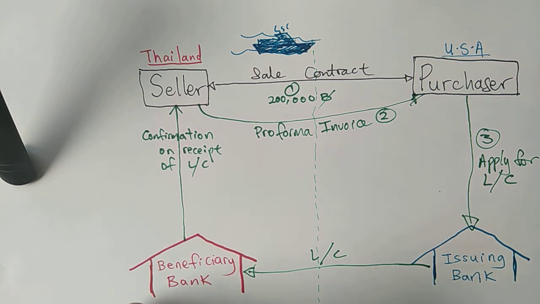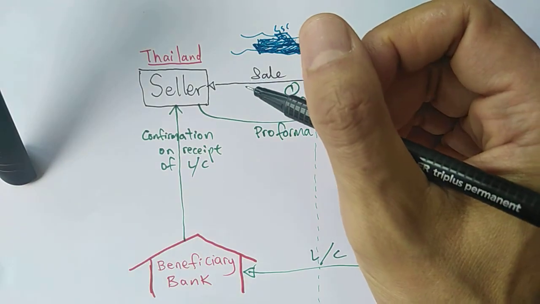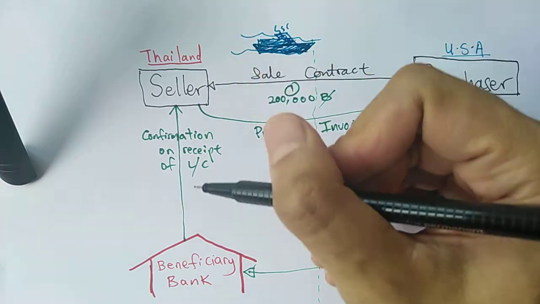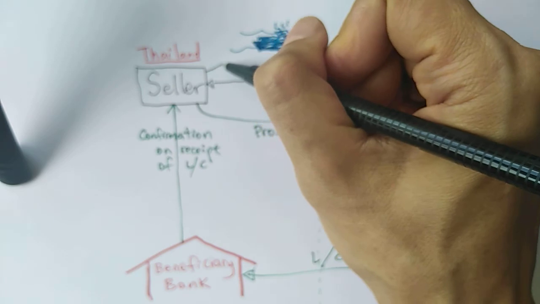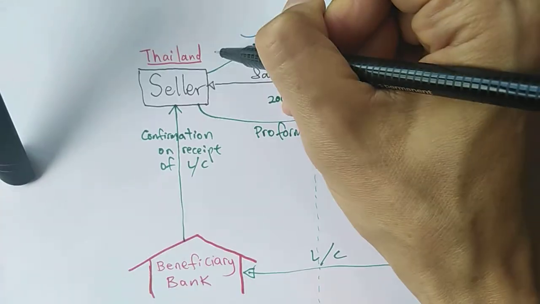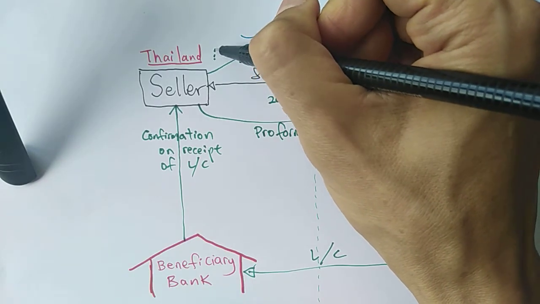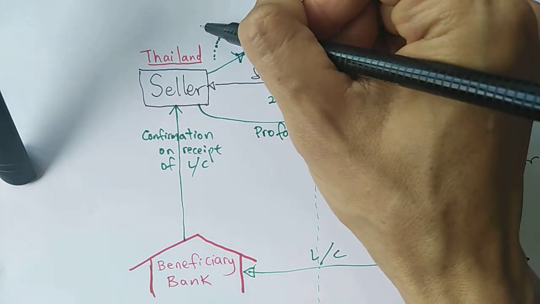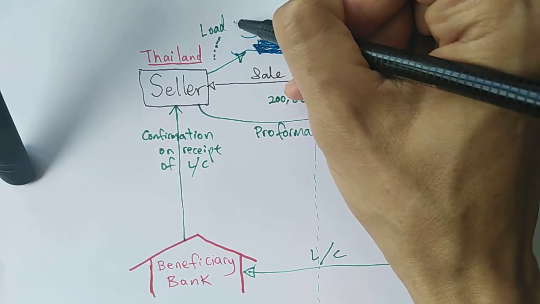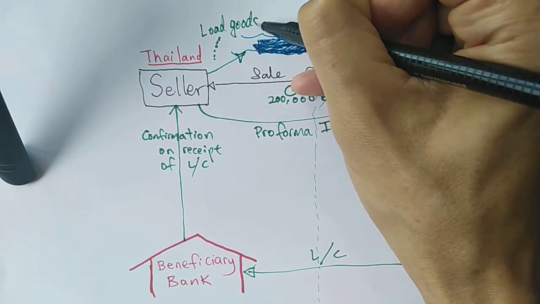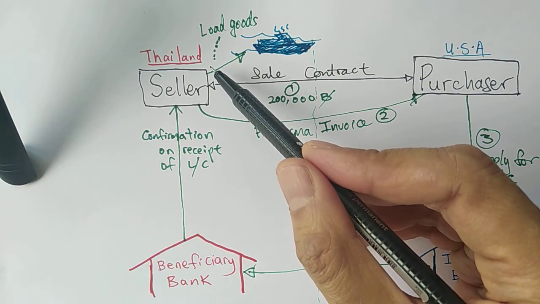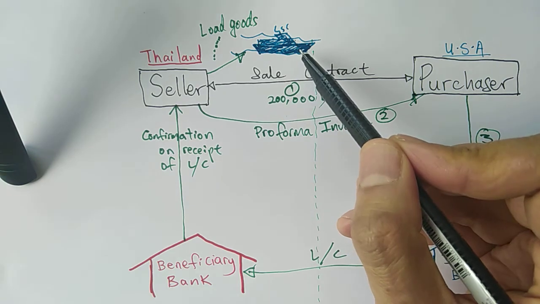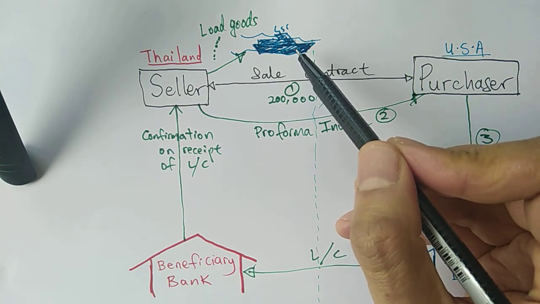All right. The seller would, upon the confirmation from the beneficiary bank, load goods. In other words, put the things that is on sale, purchase product onto the ship at the port.